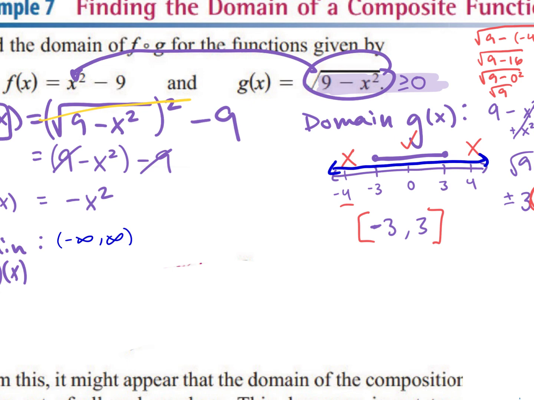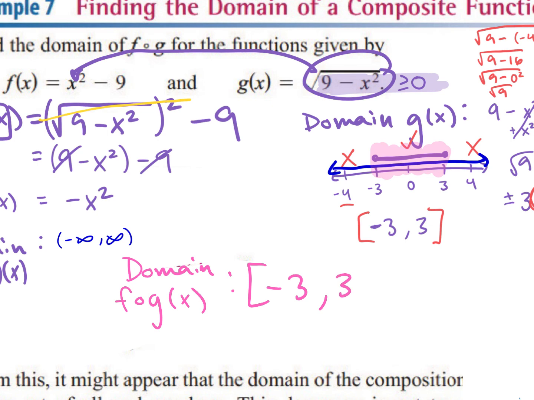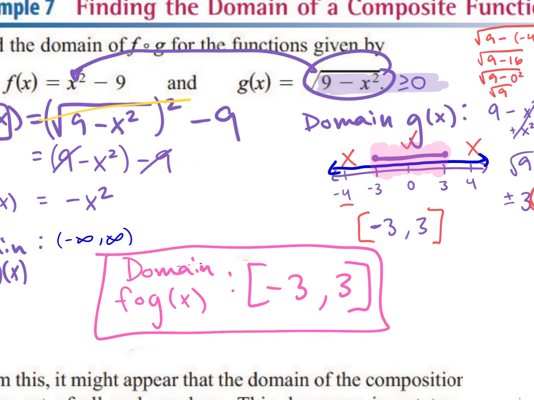So where do my two lines overlap? From negative 3 to 3. So my domain for the whole function for f of g of x, the domain, is from negative 3 to 3. So it's where the domain of the inside and the domain of the whole thing overlap. So this would be our answer.